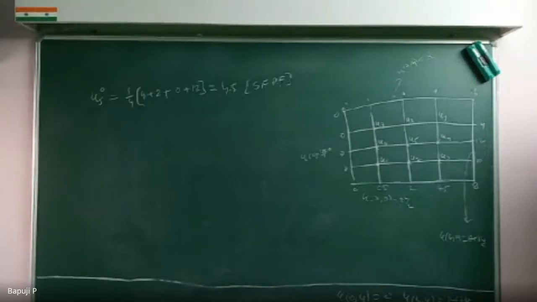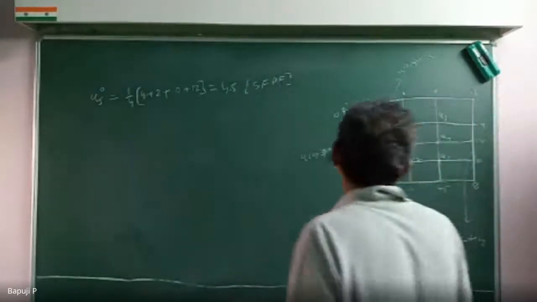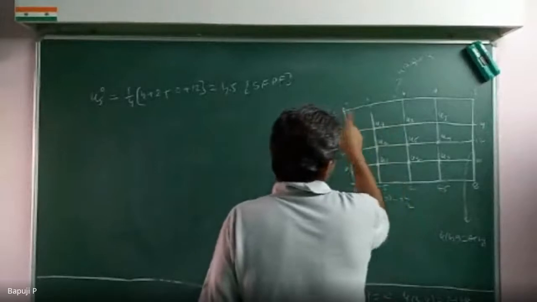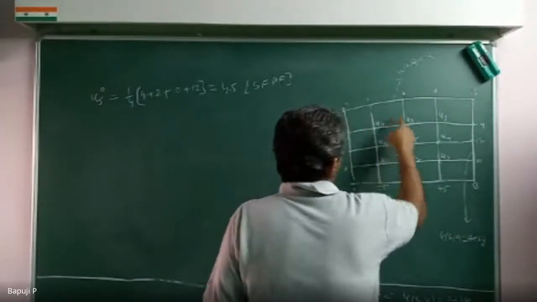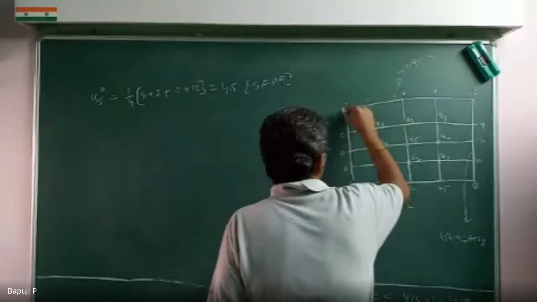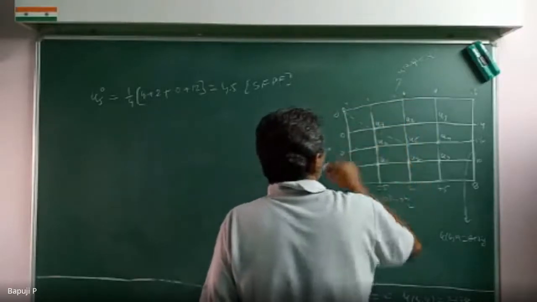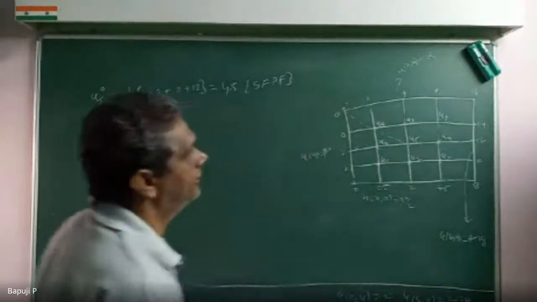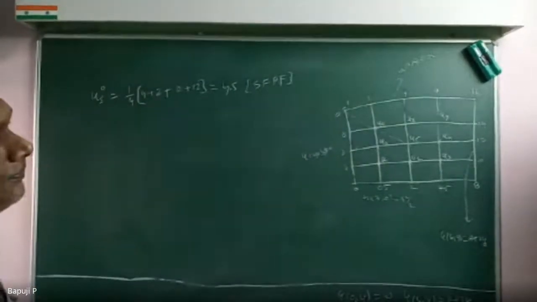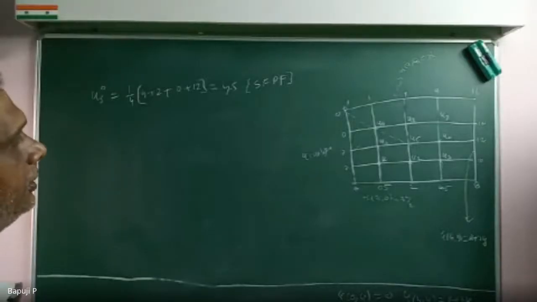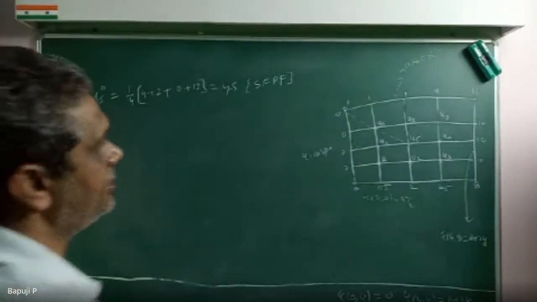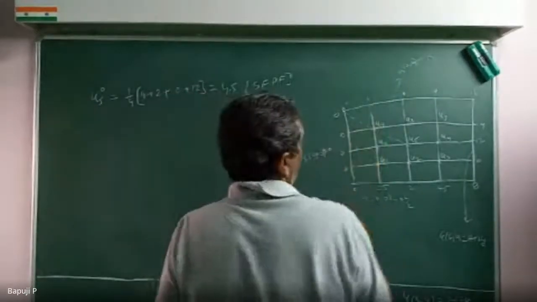Now, I will go for u9. To get u9, I will use the diagonal 5-point formula. u9 is equal to this plus u5, which is already in my hand. Already 4 I know, 0 I know. For u9, I will use the diagonal formula. Can you agree? Yes, sir. Any doubt? So, see how I am trying. Suppose you take this as u1, you can find u1 first.